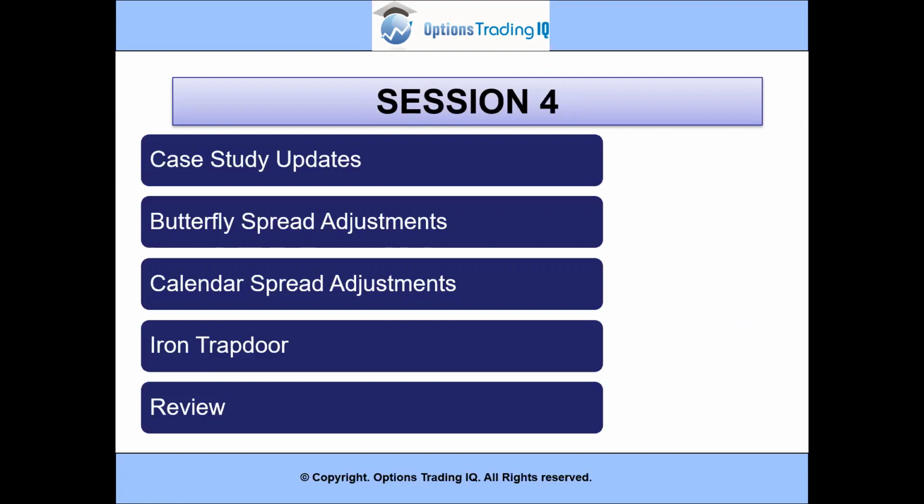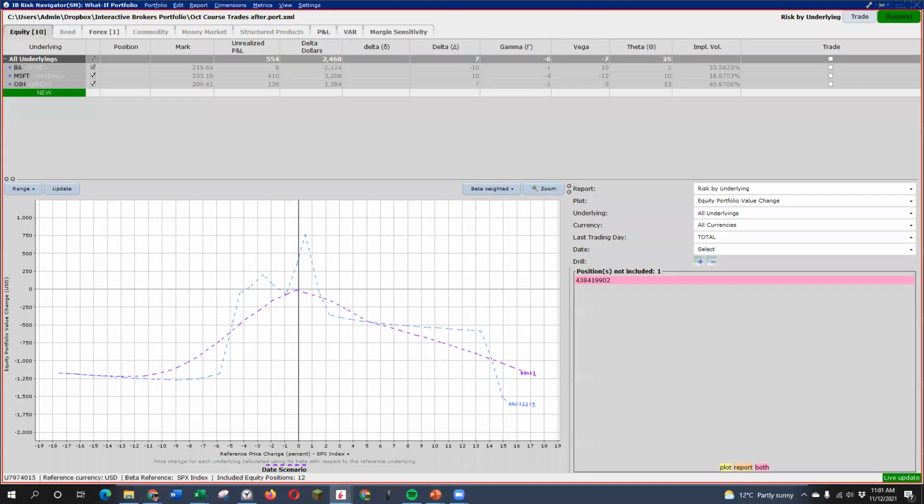Then we're going to introduce the iron trapdoor. I know some of you have done the homework already and you've already started looking at that trade and how that's set up, and we'll talk a little bit more about setup and how to manage that particular trade and the advantages and disadvantages. And then we're going to do a bit of review in terms of what we've covered so far in the course and go back over some of the basics, answer any questions, that sort of thing. Alrighty, so let's go and check in on our case studies first.